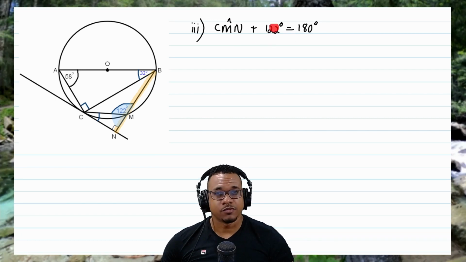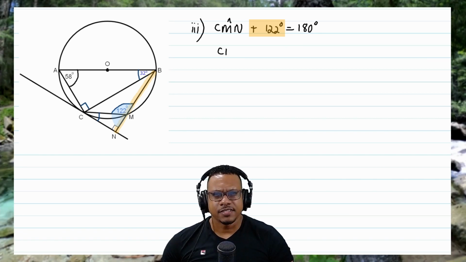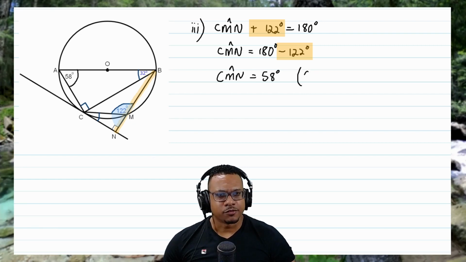So when I transfer this positive 122 degrees to the right hand side, it will turn negative 122 degrees. So I'll have angle CMN is equal to 180 degrees, take away 122 degrees. So I'll have angle CMN is equal to 58 degrees. And my reason for that would be a straight angle.